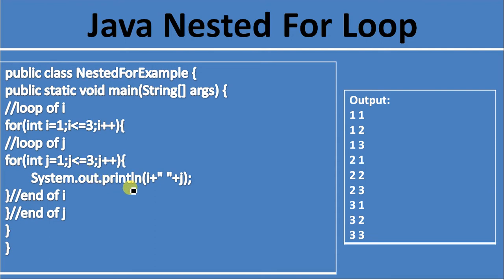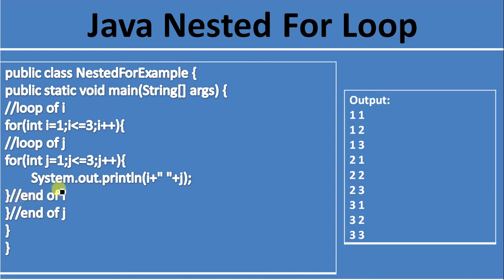Then it will print the value of i and j. At this time the value of i is 1 and the value of j is 3, so it will print 1 and 3. Again it goes to increase j plus plus. Now j has become 4. Check the condition, the condition is false, so the control comes out from the inner for loop.